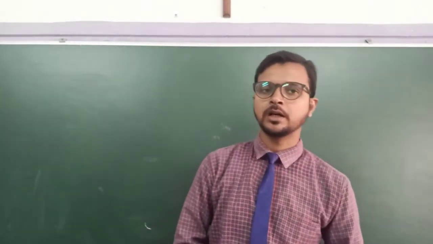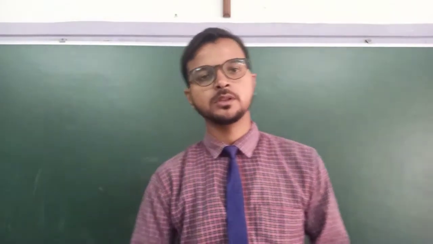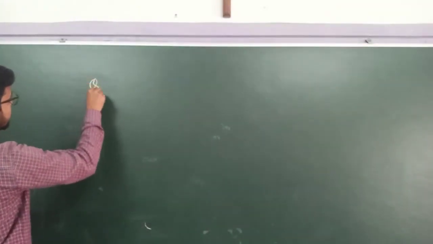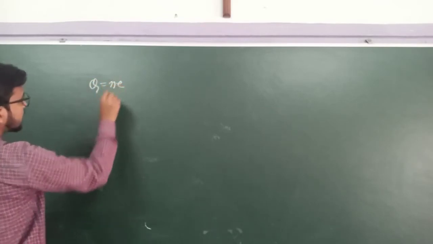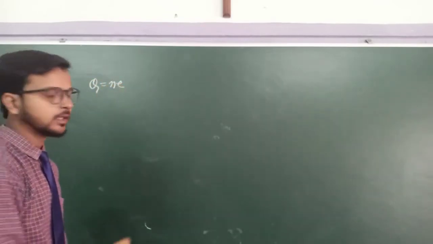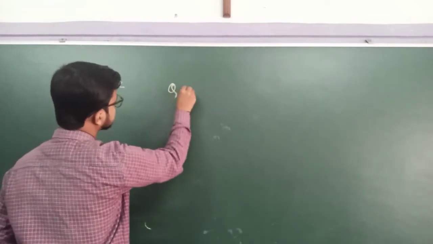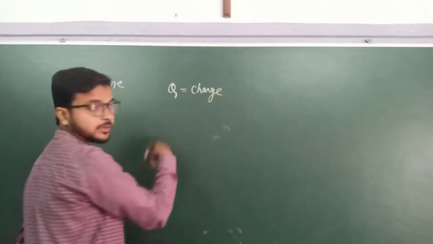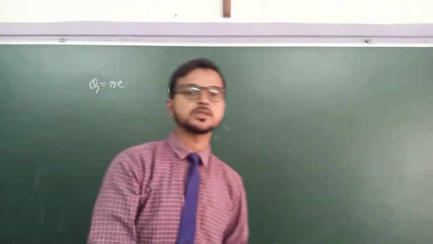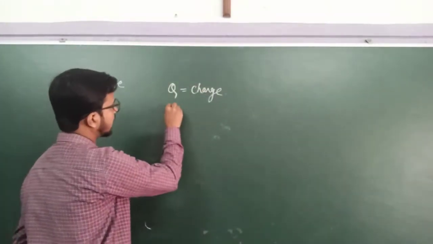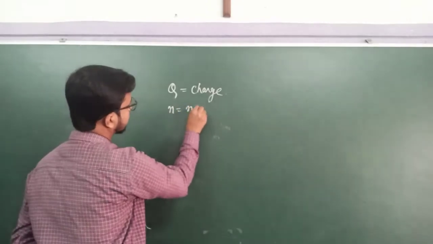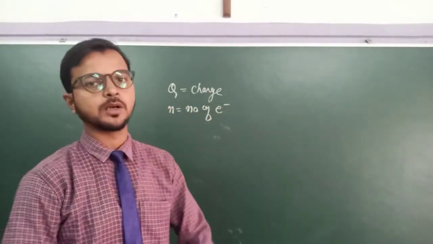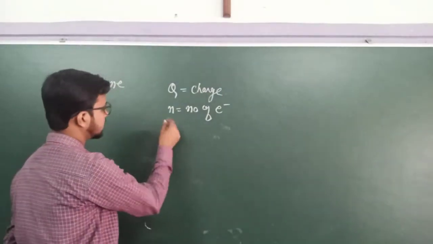Student, today I will take some numerical problems based on formulas. Q is equal to NE. You know what Q is and what N is? Q represents the charge. Remember the formula where we discussed the charge. And what is N? N is the number of electrons. The question is how many electrons are in 1 coulomb of charge, and E is the electron.